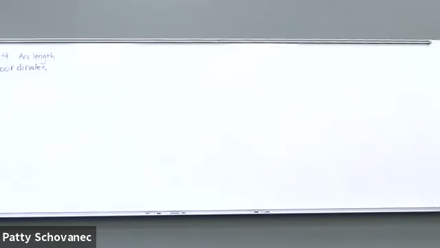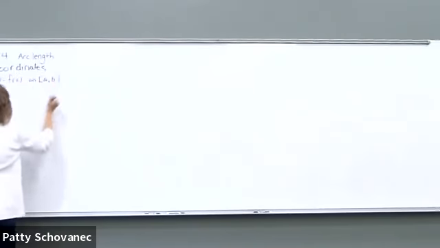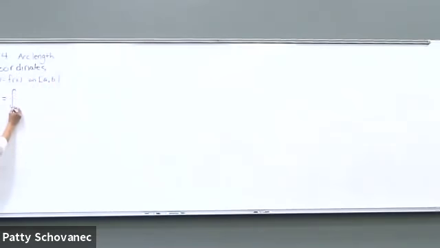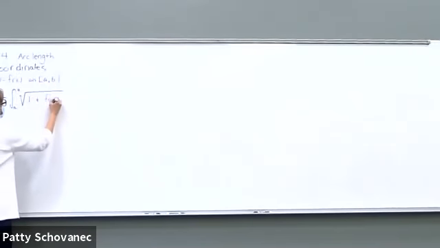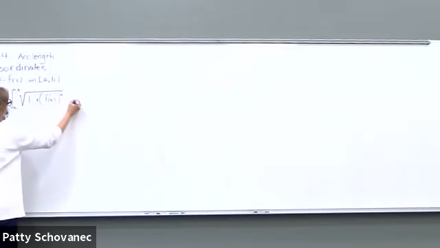So in rectangular coordinates, we've got some function y is equal to f of x on the interval from a to b. And we found the arc length s by computing the integral from a to b of the square root of 1 plus f prime of x squared times dx.